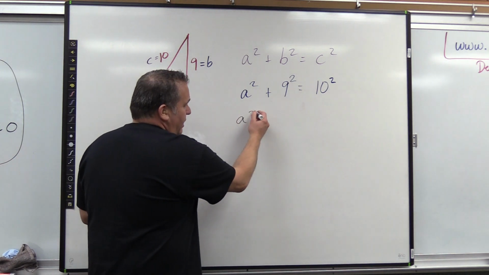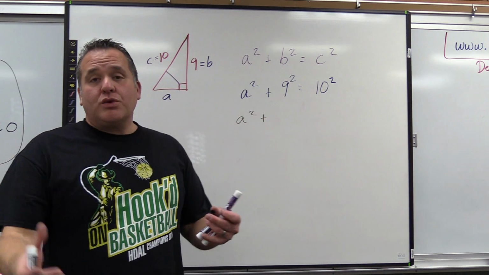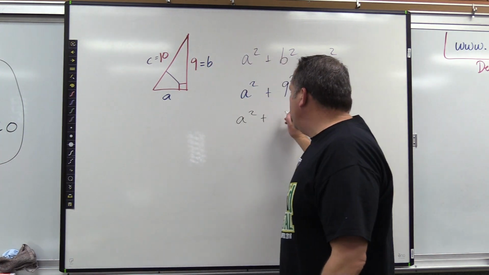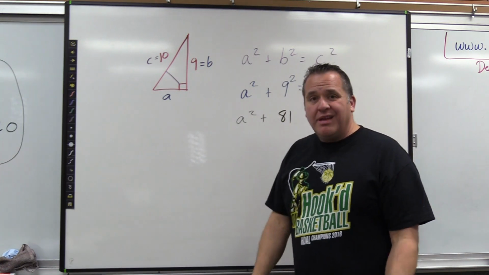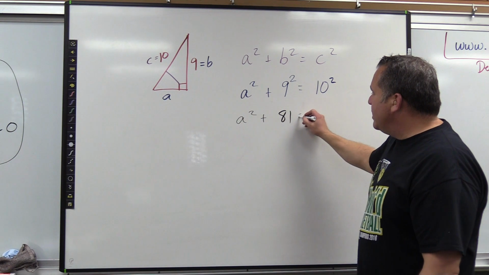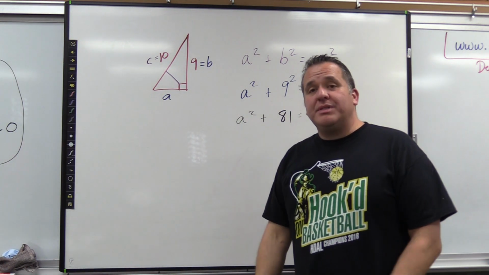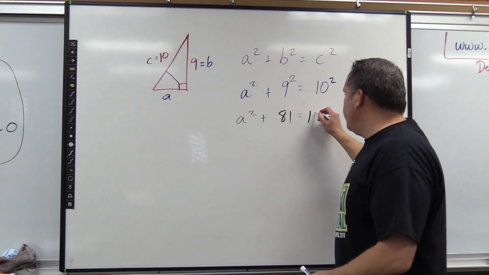So here we go. A squared plus 9 squared. 9 squared, 9 times 9 is 81, so I'm going to put an 81 right here. And then finally, 10 squared. 10 squared, people, is 10 times 10. That's 100, so we put 100 here.